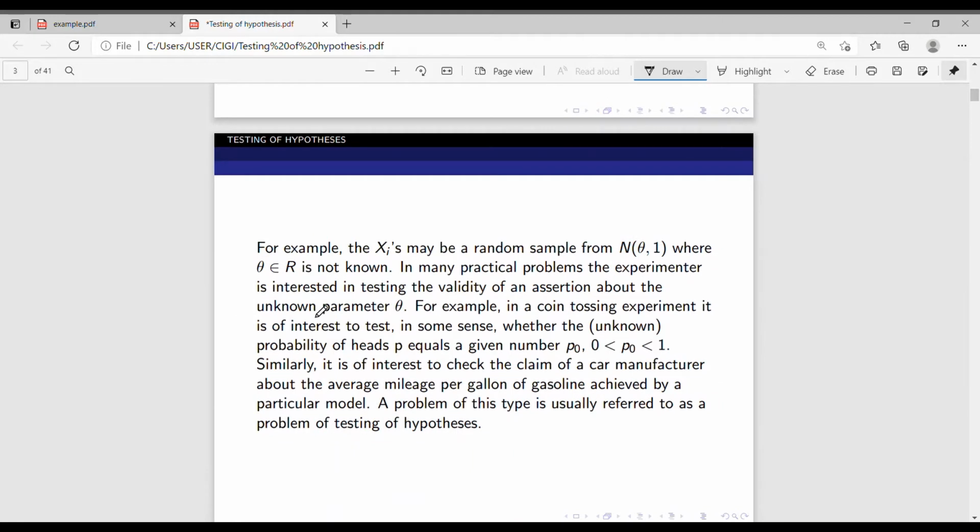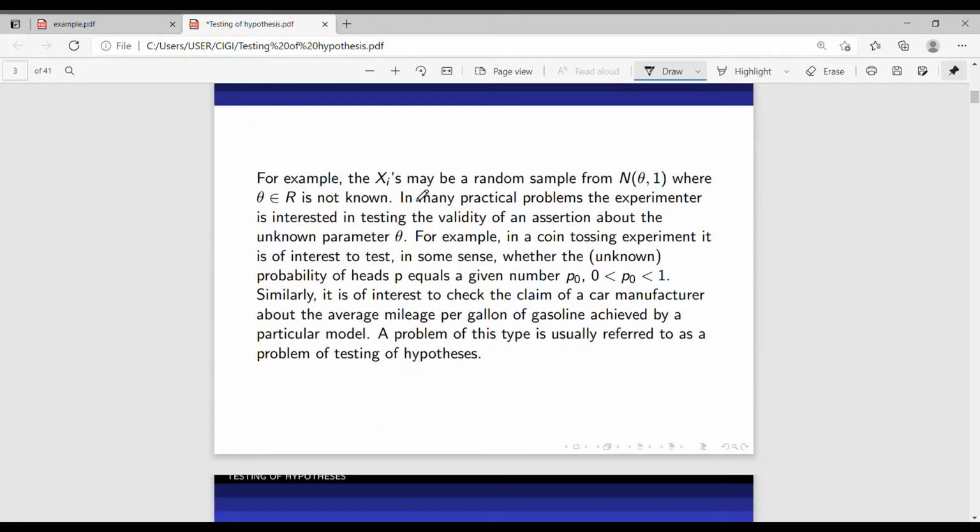So, for example, let's consider an exercise: X is a random sample from normal with mean theta and variance 1, where theta belongs to the set of real numbers and is not known. In many practical problems, the experimenter is interested in testing the validity of an assertion about the unknown parameter theta. For example, in a coin tossing experiment, it is of interest to test whether the probability of head P equals a given number P naught, where 0 is less than P naught less than 1.